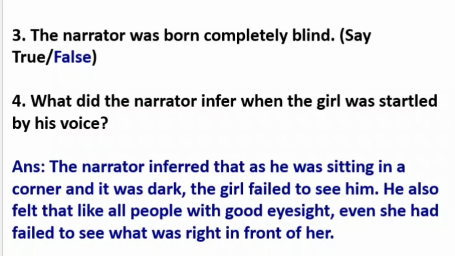Fourth one. What did the narrator infer when the girl was startled by his voice? Answer. The narrator inferred that as he was sitting in a corner and it was dark, the girl failed to see him. He also felt that, like all people with good eyesight, even she had failed to see what was right in front of her.